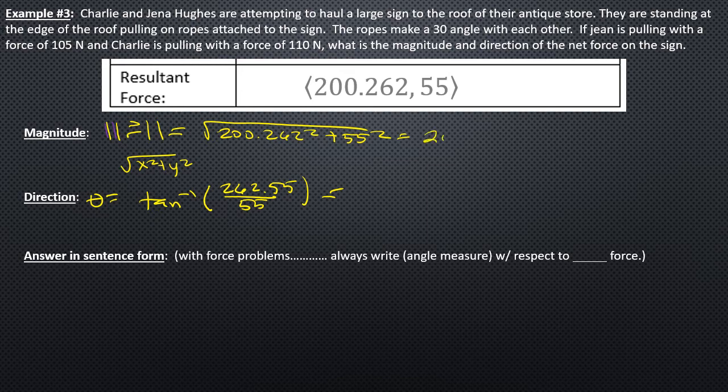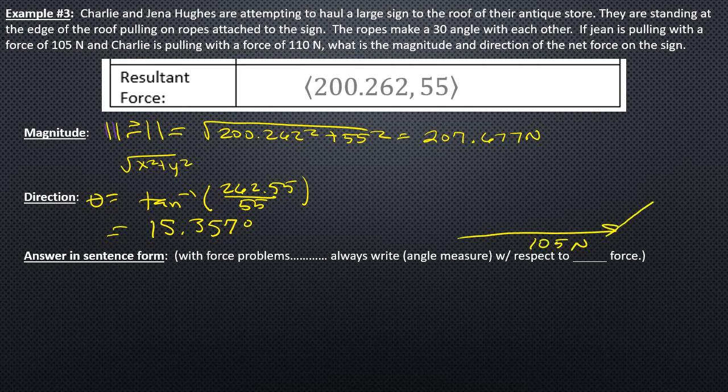We get that our magnitude, after a little bit of computation, is 207.677 newtons. And if I take tangent inverse of y over x in my calculator, it's going to give me 15.357 degrees. So if I think of what's happening, I had my 105 Newton force here. I put my 110 Newton force here. You already have this picture. And we found this angle right here to be 15.357.